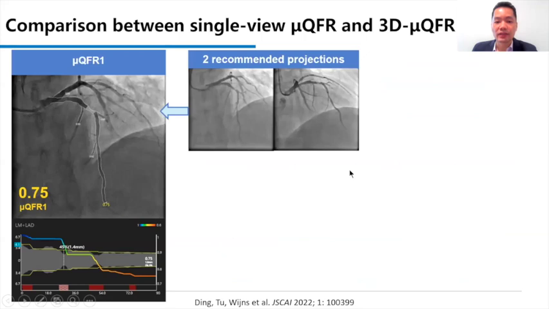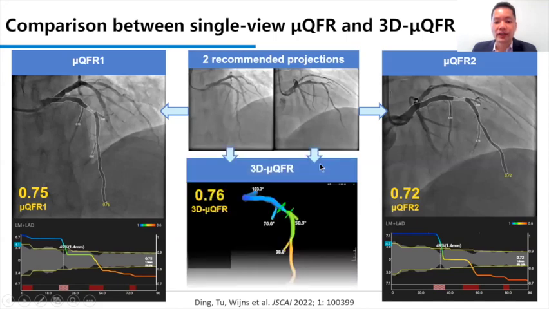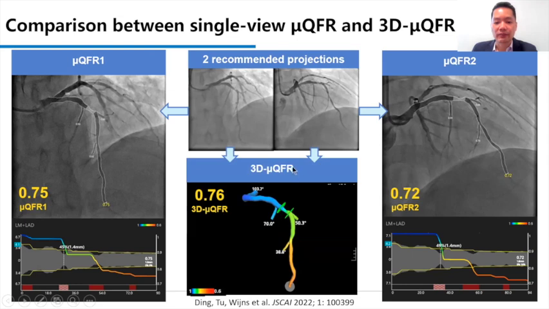So how does the single view compare to the 3D QFR? The study was just published in the Journal of SCAI. In this study, we compared single view QFR calculated from one of the protocol-recommended views. This is protocol-recommended view 1, we call it QFR 1, and QFR 2. And we use the most sophisticated model to create a 3D model, including all the side branches, and we calculate the 3D QFR.